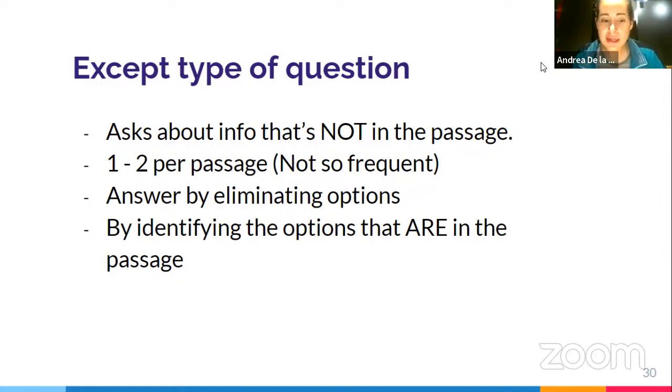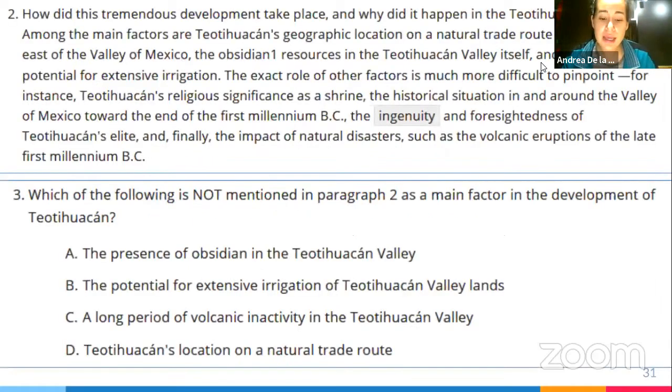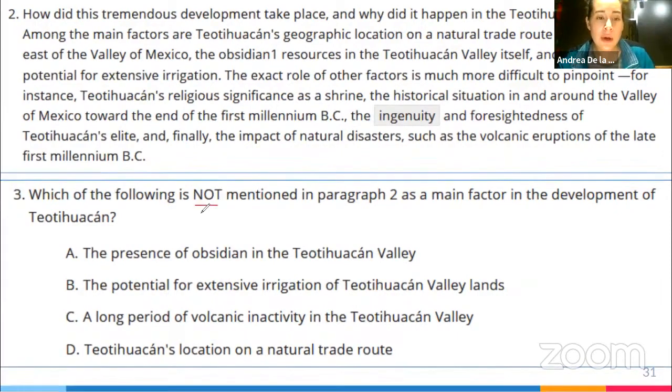In detailed questions, they ask you for a specific detail, something that was explicitly, directly said or mentioned in the paragraph. But in this one, it will be the opposite. They will ask you about information that was not mentioned in the passage or that is not true, basically. So something that is not mentioned or that is not true. How would you identify these questions? Whenever you have the word NOT in capital letters, or you have the word EXCEPT in capital letters, you know that it's an except type of question.